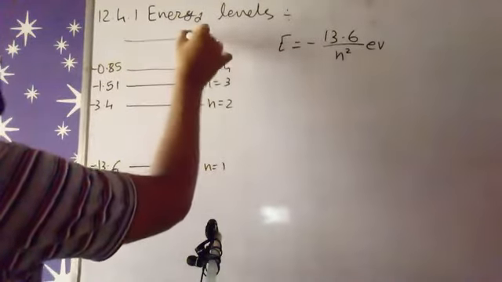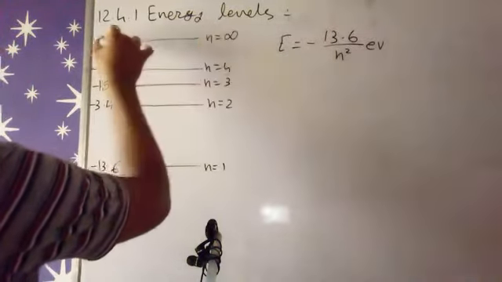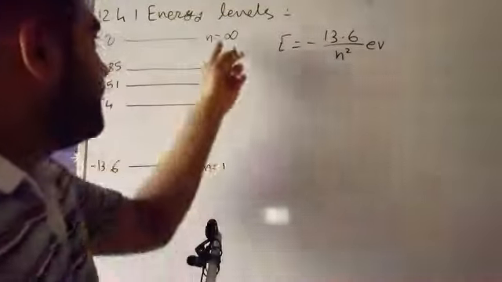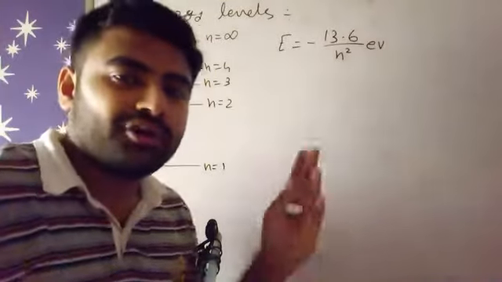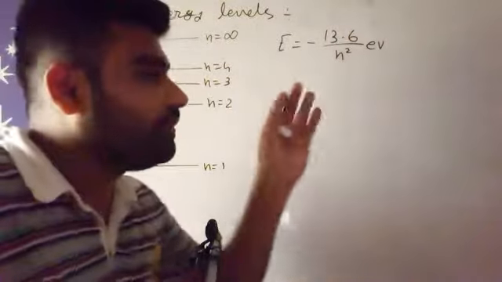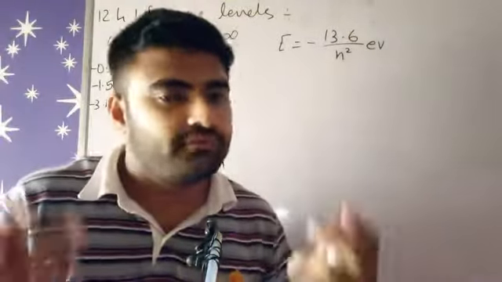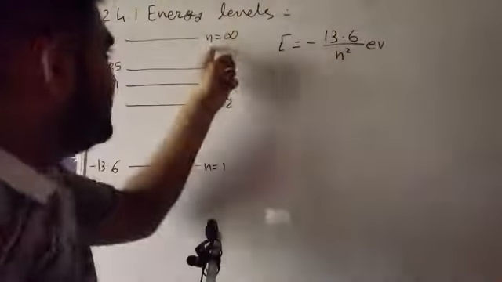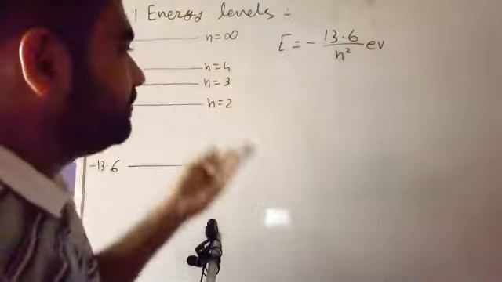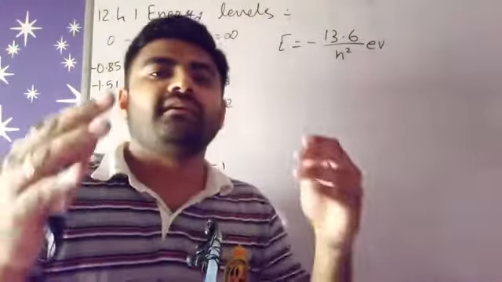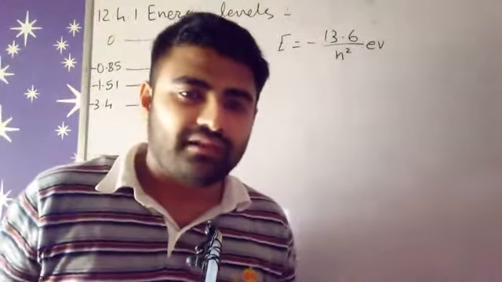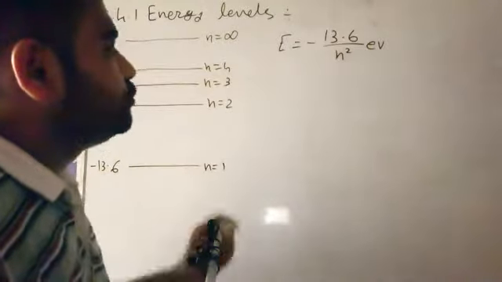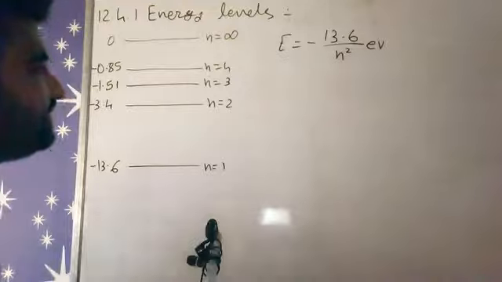At last, for n is equal to infinite, we have 0. So what is the meaning of n is equal to infinite? N is equal to infinite means that orbit which is free from all the binding energy of the nucleus, meaning the electron is free now. It has energy 0, because a free electron means 0 binding, that means 0 energy. So the most energy is stored at n is equal to 1.